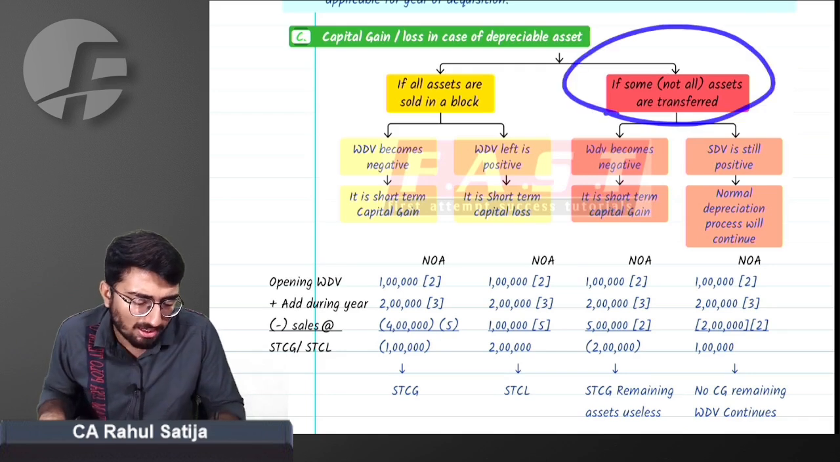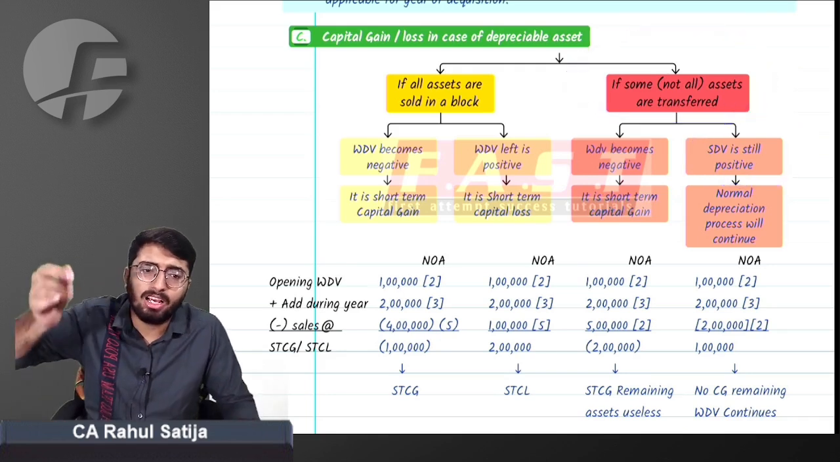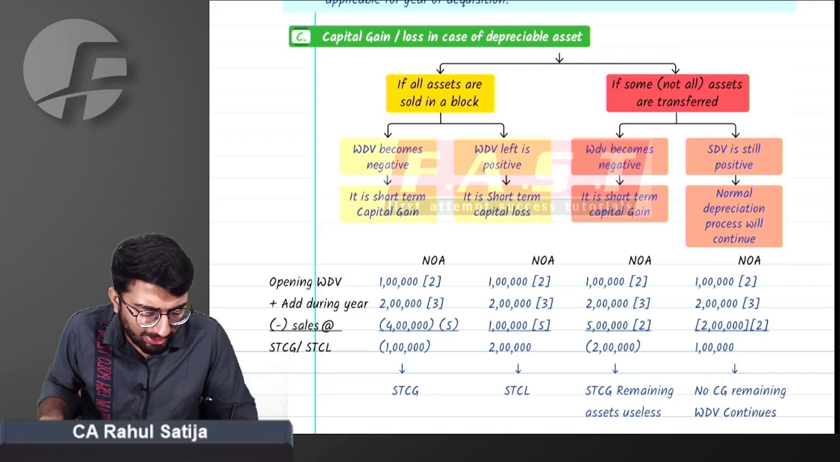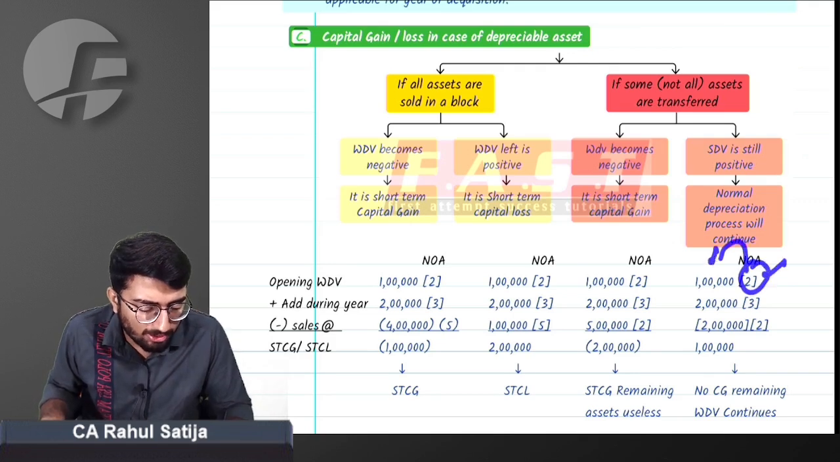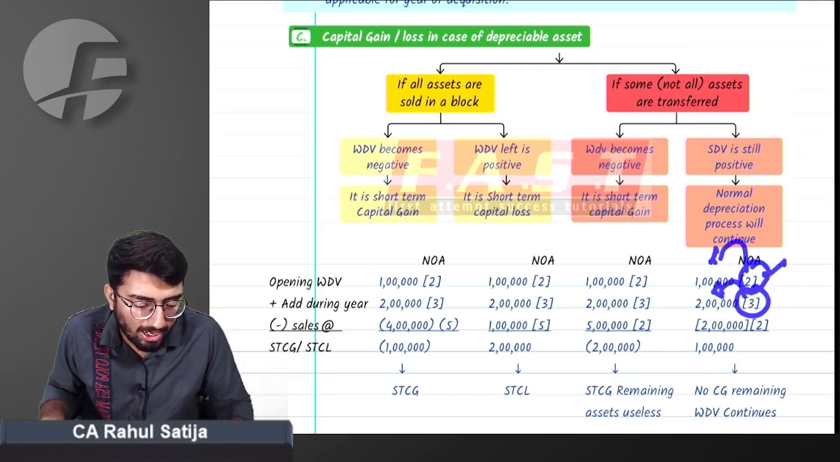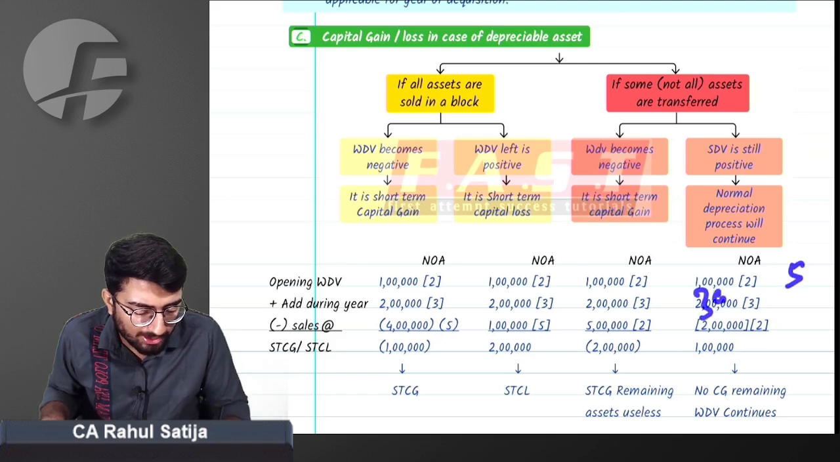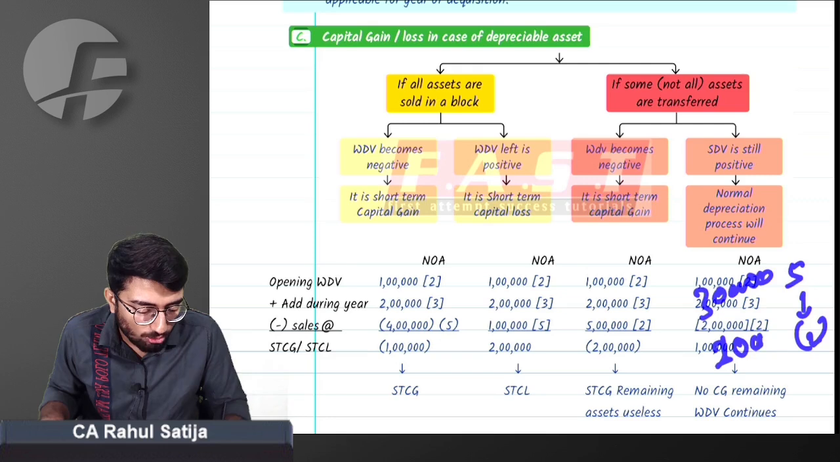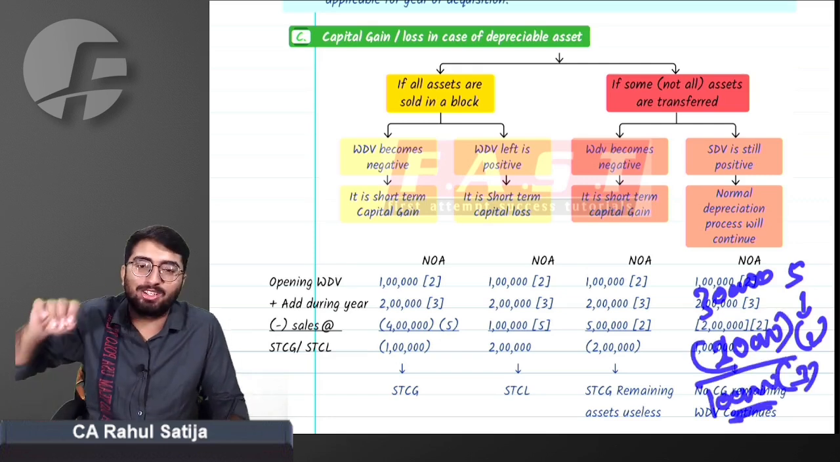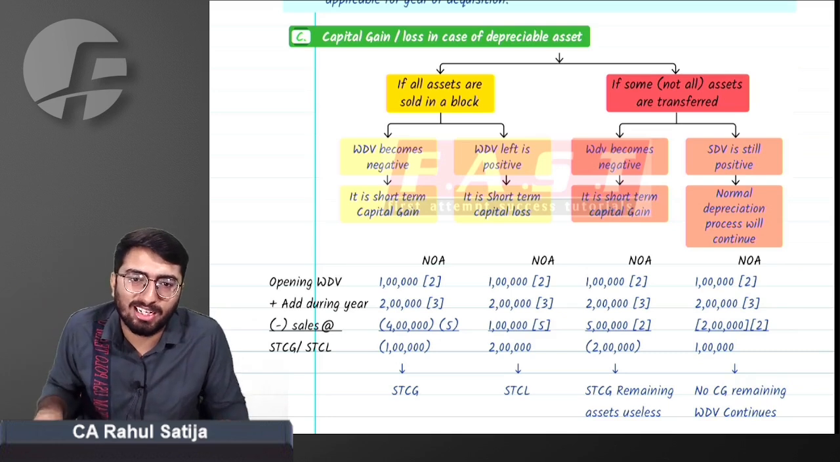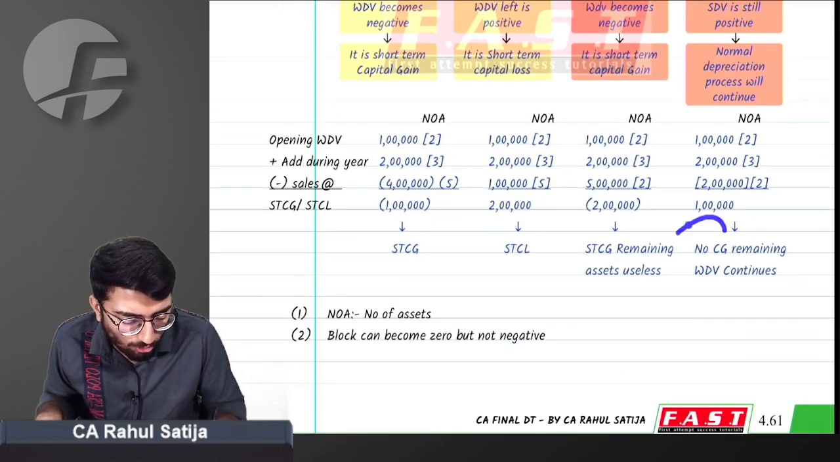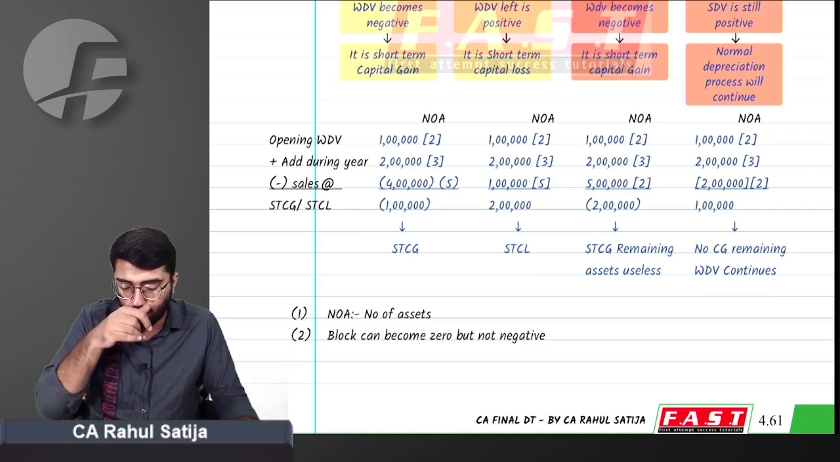What if, sir, not all the assets are transferred and WDV is still positive? That means we still have an amount left in WDV. For example, we have 2 assets worth rupees 1 lakh. We have 3 assets bought worth rupees 2 lakh. Ultimately, we have 5 assets worth rupees 3 lakh. I sold 2 out of these assets for rupees 2 lakh. So our WDV continues to be 1 lakh, and the remaining assets continue. So depreciation will continue to follow. There will be no capital gain and WDV will continue to follow.